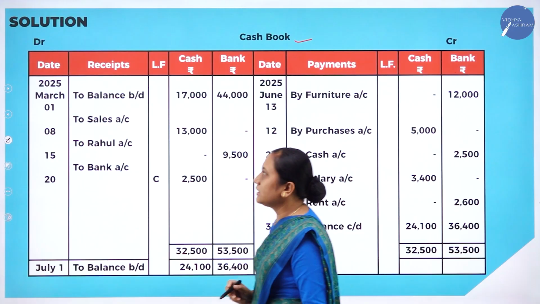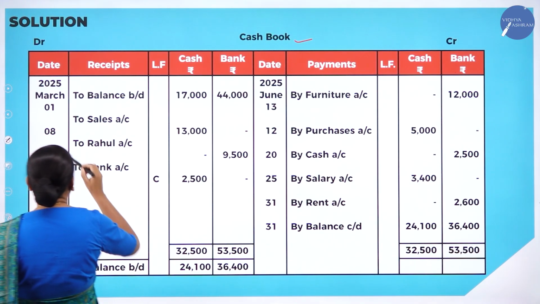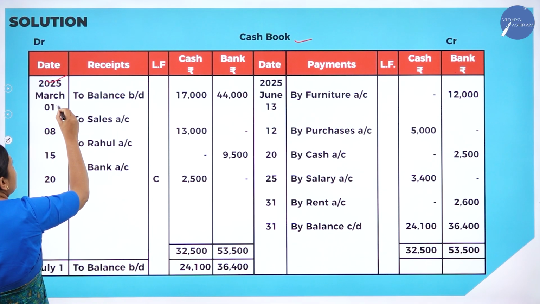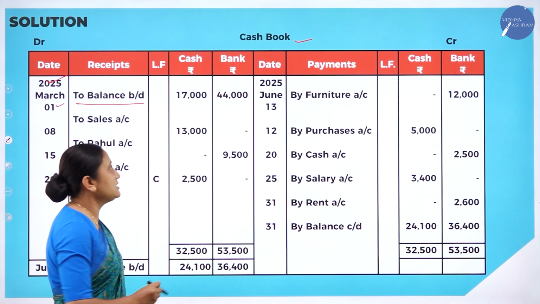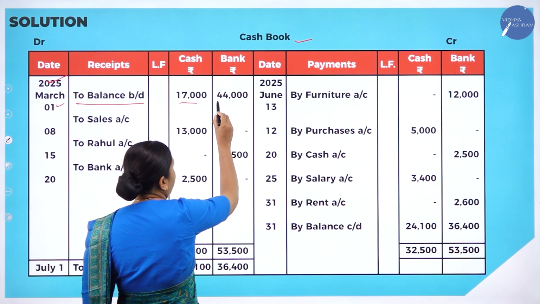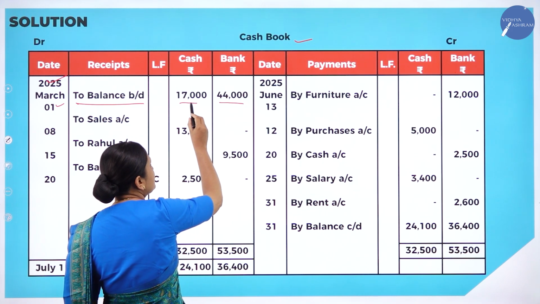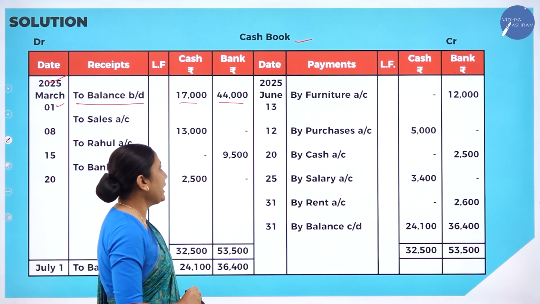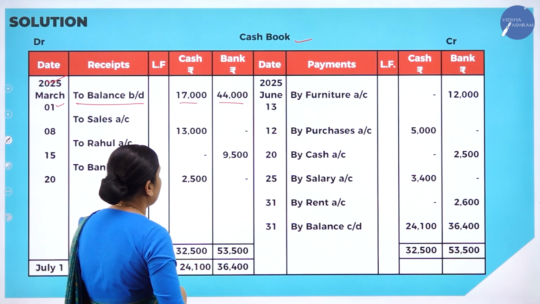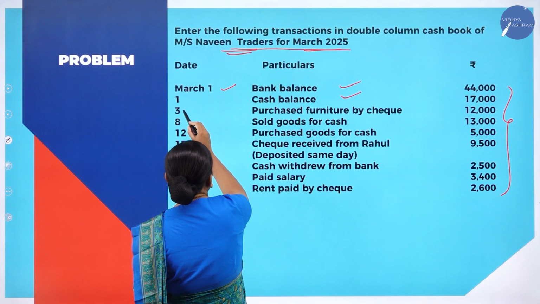Where should we record here? Date should be written in the date column. 2025 year, March 1, to balance brought down. This is the opening balance of cash and bank. Cash opening balance should be written in the cash column and bank opening balance should be written in the bank column. We have written. Next, look at the next transaction.